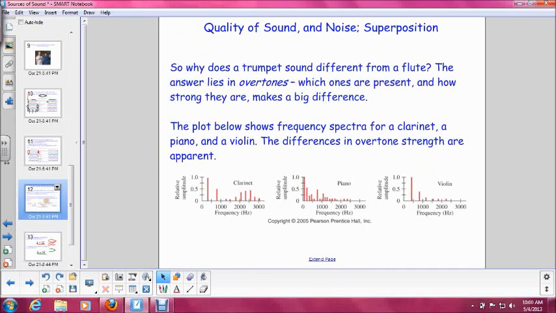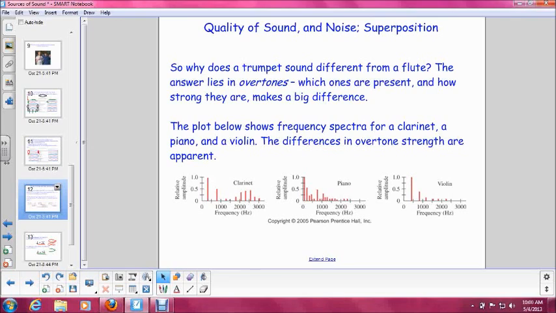Now, what makes an organ different from a trumpet, different from a flute? They all can play the same note, which technically is the same frequency, but they sound different. And the reason they sound different is because of superposition. Remember, it's when waves add together. So it happens that they sound different because of overtones.